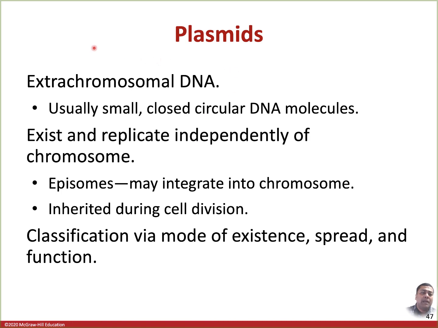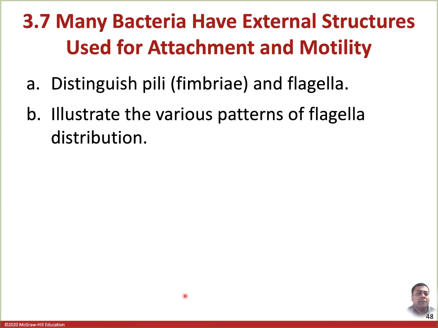So your question could be: why can't the chromosome be transferred from one bacterium to the other? These are really super large, very big. The chromosomes cannot be transferred through the pili between the cells, but small forms or parts, like the episomal form, can be transferred from one bacterium to the other. And in the classification by mode of existence, spread, and function, we have different types of plasmids as well. We're going to talk about that in a different chapter.